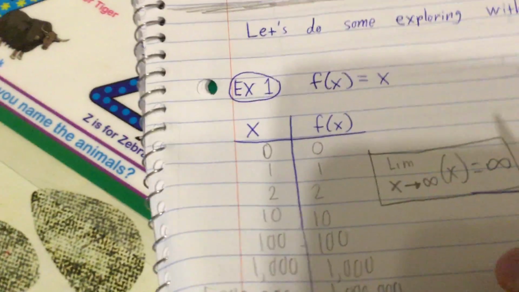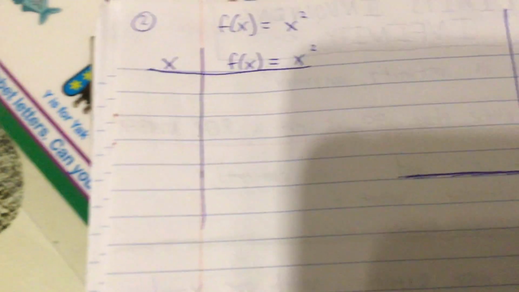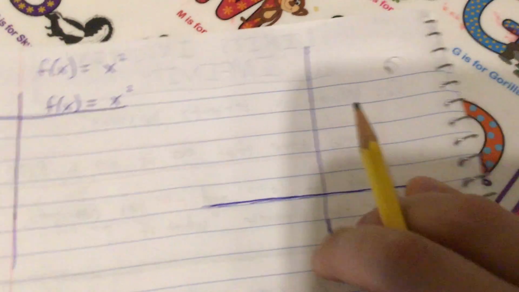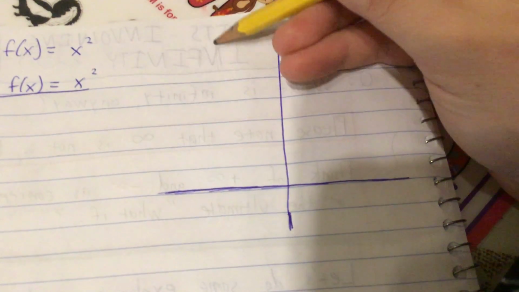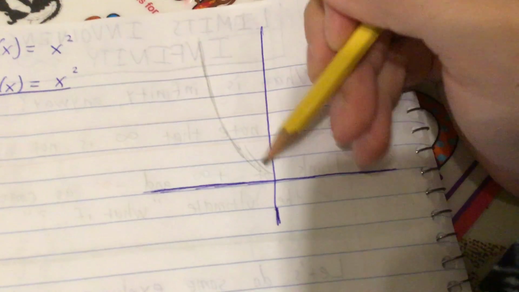Let's do some other examples. This is more of an exploratory day. So let's take f of x equals x squared. Once again, just to get an idea, x squared is in the shape of a parabola. It's a U-shaped figure.